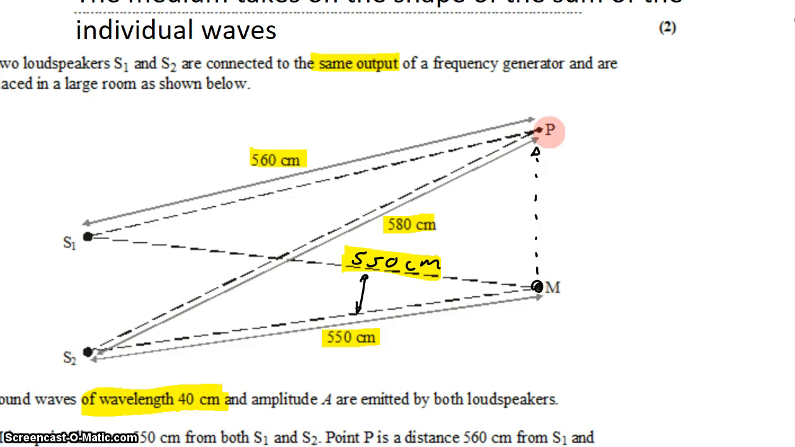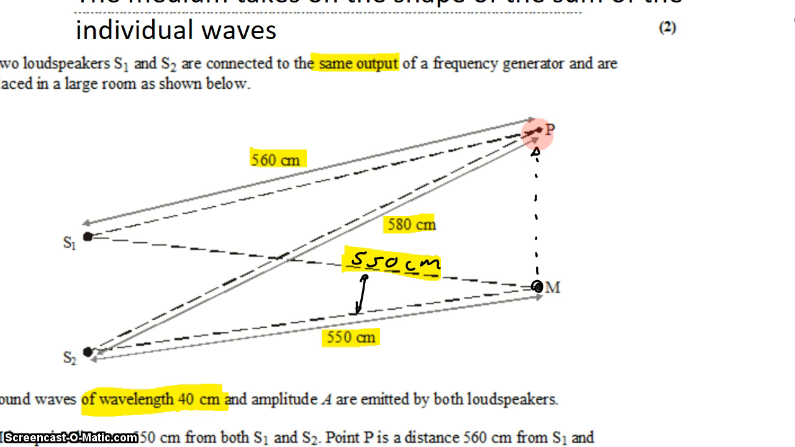At P, it's a little bit different. At P, the waves from S1 travel 560 centimeters, but the waves from S2 travel 580 centimeters. Therefore, it takes them a little bit longer to arrive at P, and they wind up doing something slightly different. The path difference between the two is 20 centimeters, which is half of the wavelength. That means that by the time the waves from S2 reach P, the waves from S1 will already have traveled an extra half a wavelength onto somewhere else, and we'll be looking at a different portion of the wave by the time that they all meet together.